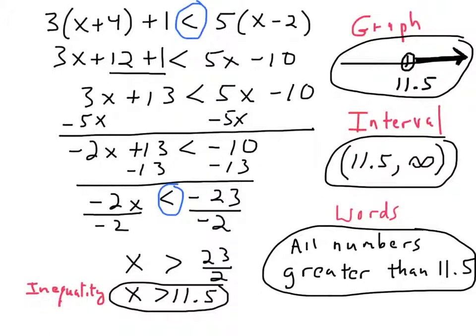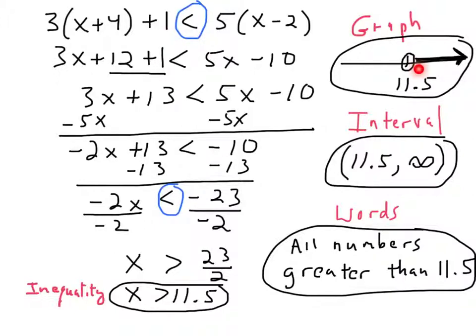Now one last thing to point out here is to check your answer. Any number that's greater than 11.5 should make this original statement come out to be true when you plug it in for x. And any number that's less than 11.5 should make it come out to be false. So one way to check is take a number that's just a little bit bigger than 11.5, like 12. If you plug that in, 12 plus 4 would be 16, and 3 times 16 is 48, plus 1 is 49 on the left side of the equation.